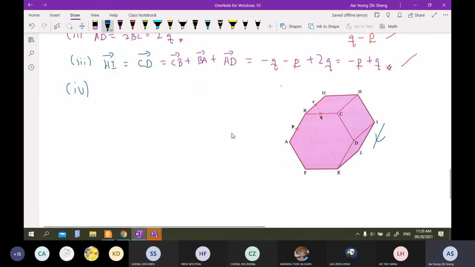Coming to part 4, which asks you about IJ. The IJ, you can move it to the front, it will be D to E. And DE, you can also move it up there. It's the same as B to A, because in a regular hexagon, your DE and BA will have the same direction. So it's the same as BA. And what is BA? BA is opposite of P.